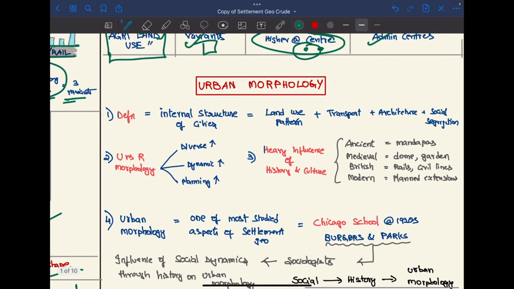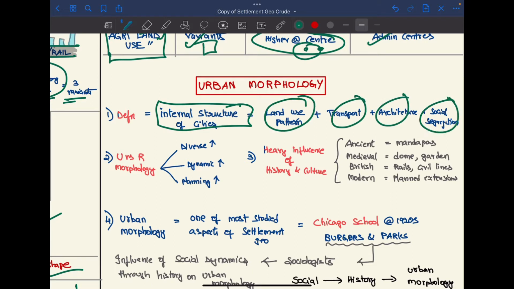Next, we have urban morphology. The definition is the internal structure of the cities, about land use pattern, transport, architecture, and social segregation. So, rural versus urban morphology, these are more diverse, more dynamic, and have more elements of planning involved. Heavy influence of history and culture is seen in India.